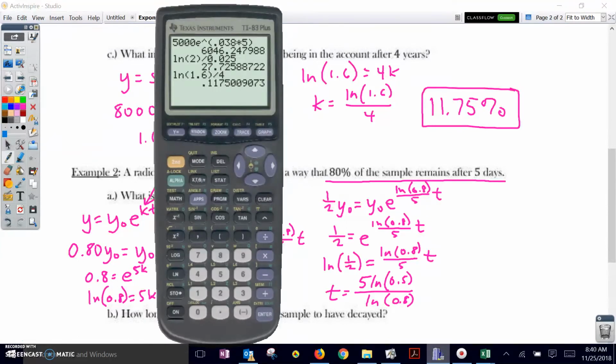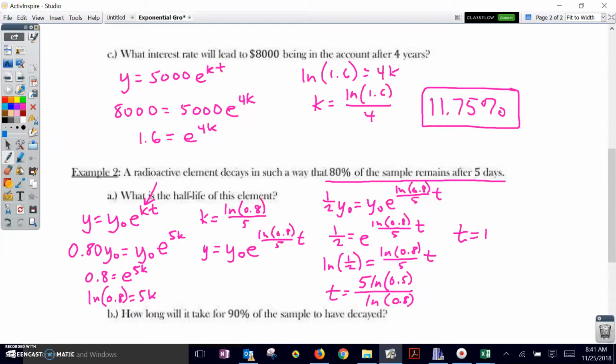And now I'm in position to calculate this. So I've got 5 natural log 0.5 divided by natural log of 0.8. And I get that the time is 15.531. And so the half-life of this element is approximately 15.531 days.